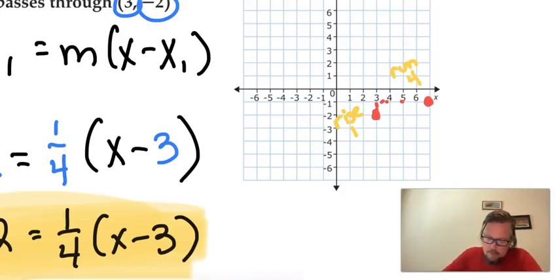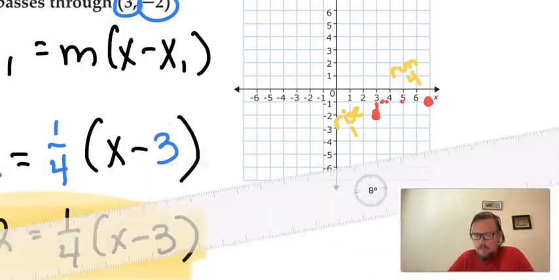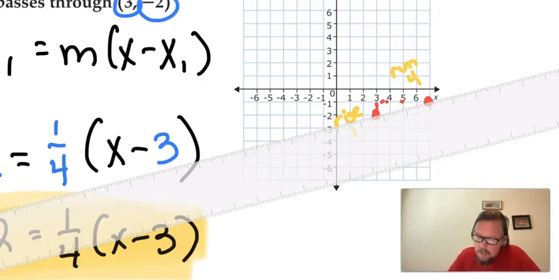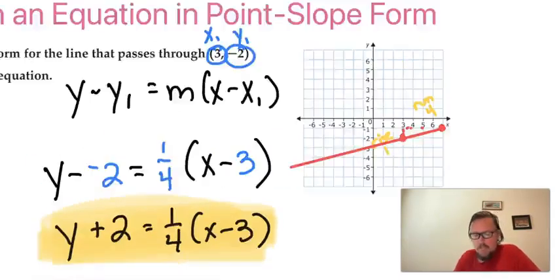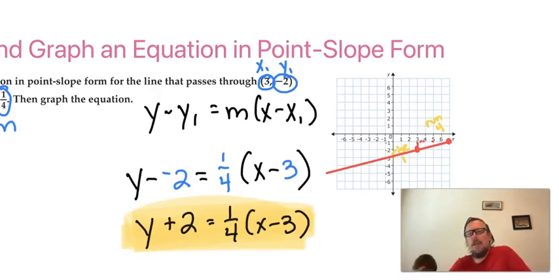And then we'll use our ruler to connect these points. And there's our line. So there's our equation in point-slope form, and there's our line.